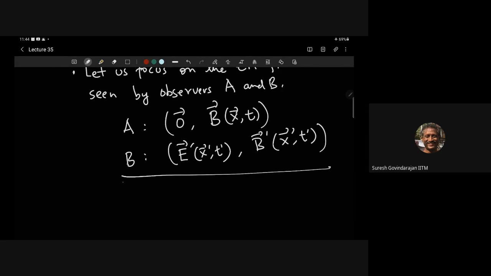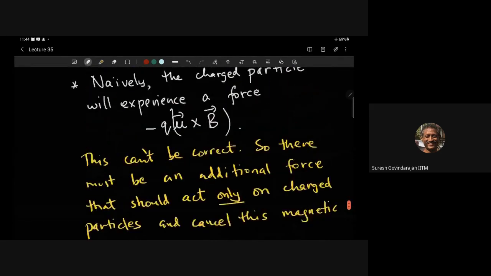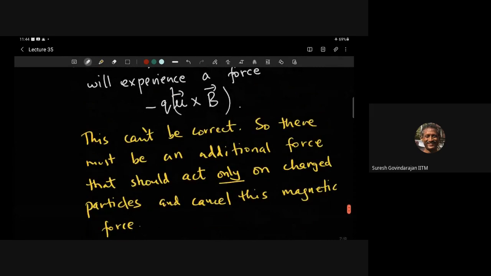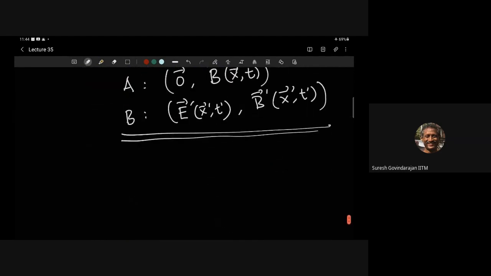Okay, so the reason I'm writing this is because I want something which will act only on charged particles, and as far as we know, only electric and magnetic fields can do that. So let's hope that something like this can happen. Okay, so is this clear? This is just, I'm not saying anything about E prime and B prime. So, and we will work it out.